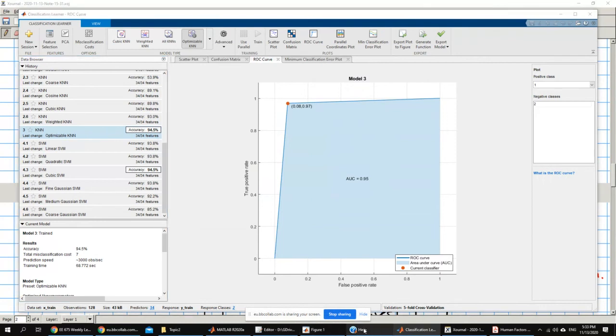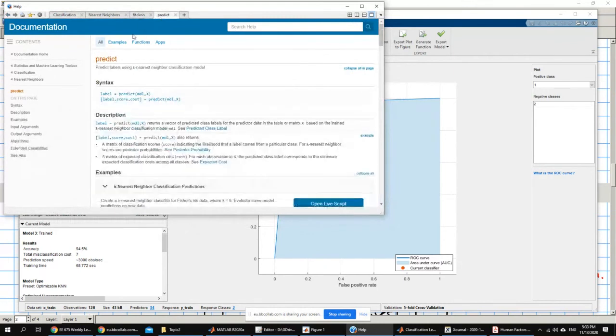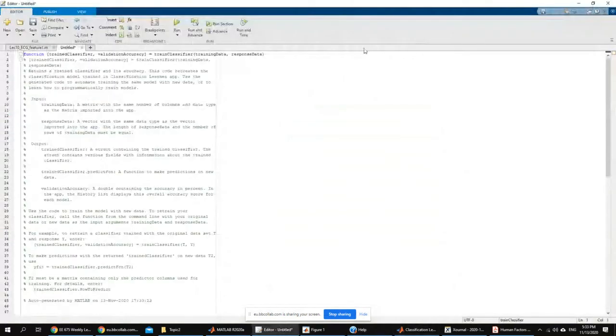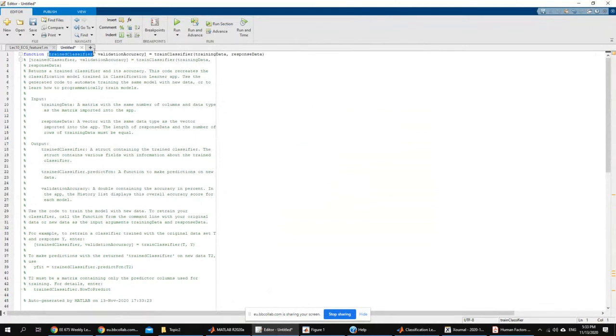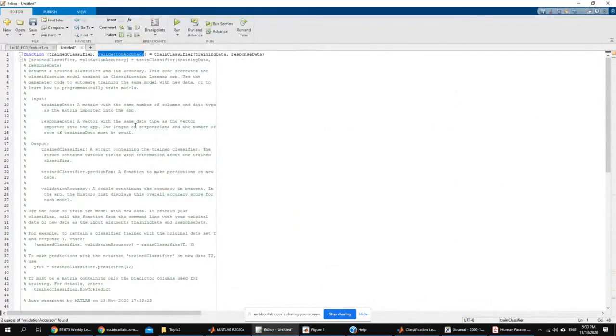I told you before from the help that we generate a model and then use predict to get the results for the testing data. Using this generate function, it generates a function that gives you the trained classifier. This is a model, and it would also give you the validation accuracy, the figure that you saw here, as well, so that you can use the model to classify anything after that.